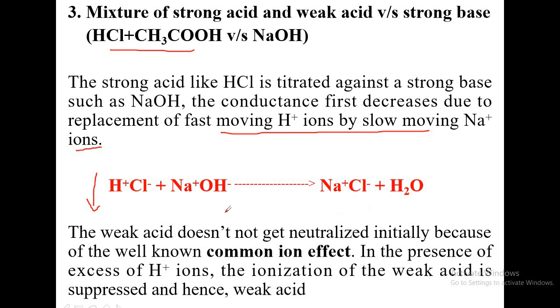So conductance goes on decreasing until all the H plus ions are completely replaced by Na plus ions, or all the H plus ions are totally converted into water. Once this hydrochloric acid is completely neutralized, it makes an exit from the solution. It won't be there. Next, which acid is there? That is a weak acid.